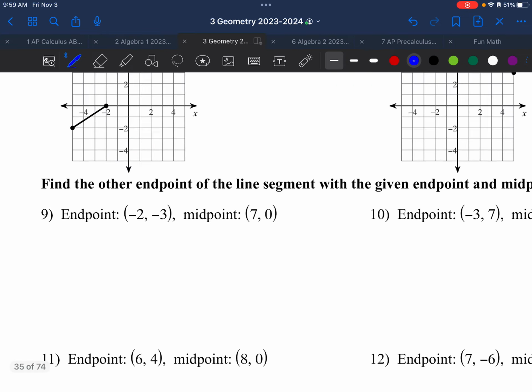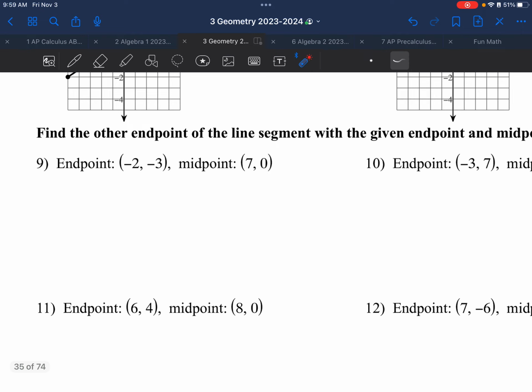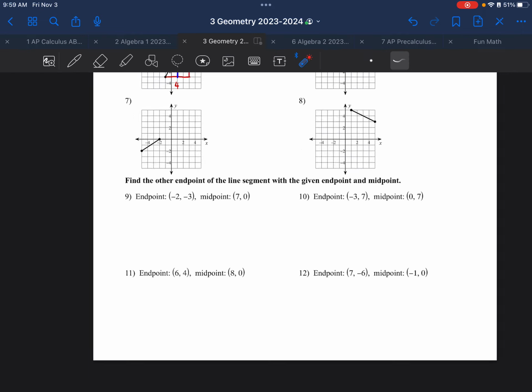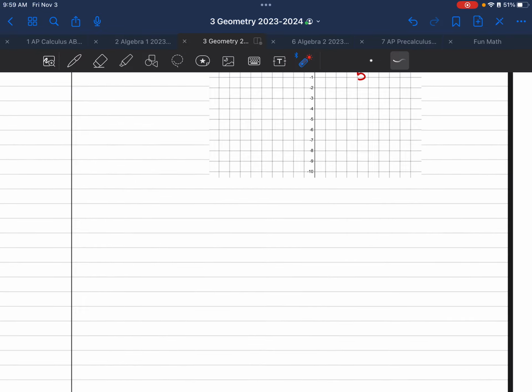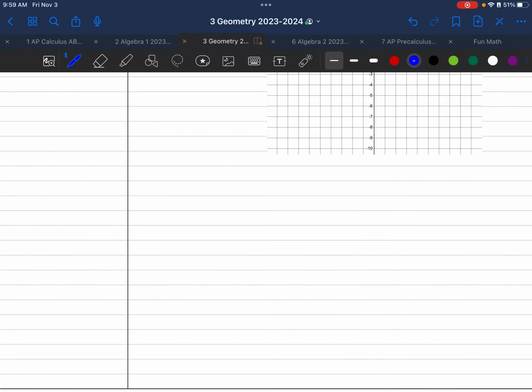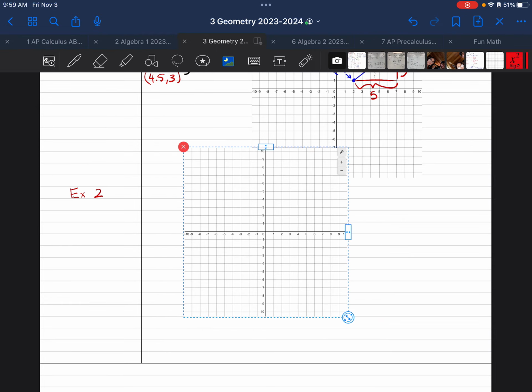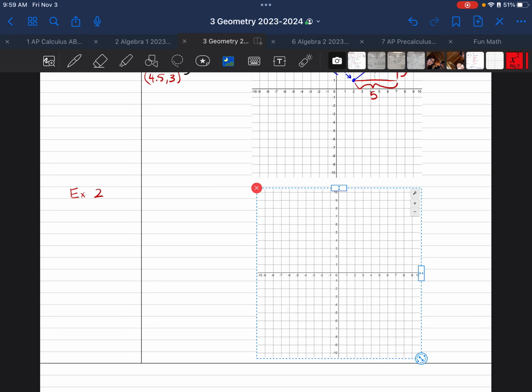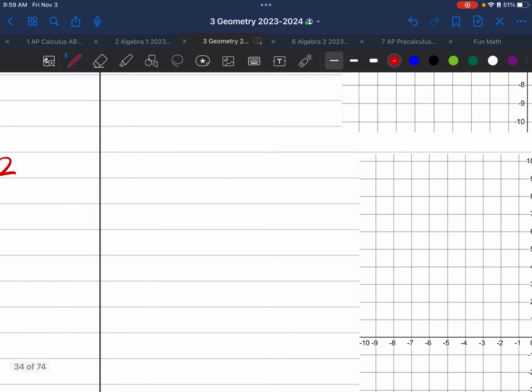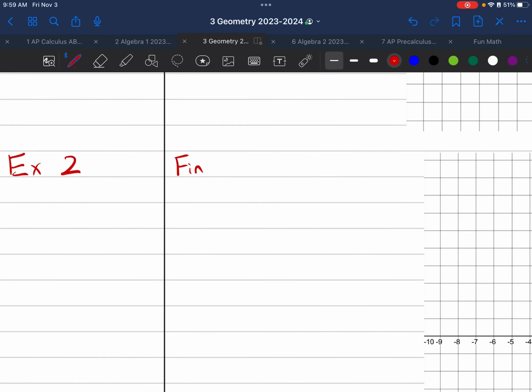But then you get to these last 4 problems. What happens if I give you an endpoint and a midpoint? Let's take some notes on that one because we don't have any notes for that one. Let's do example 2 down here. I also want to do this on a graph because I think we can derive a cool little trick from it. Let's just add another graph down here. It doesn't need to be so big. We'll say, find the missing endpoint for my instructions.